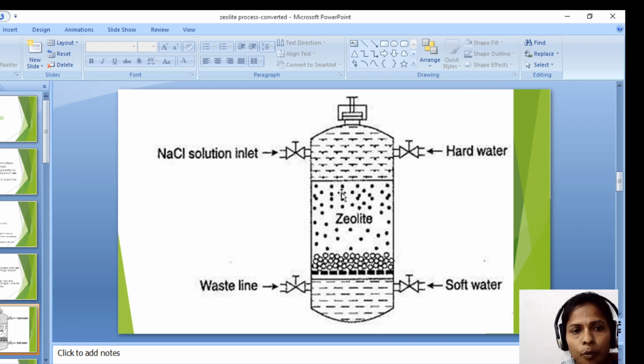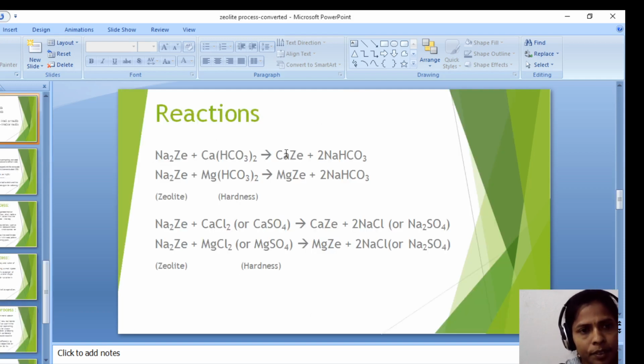Initially hard water is passing through the zeolite bed. When we pass it through the zeolite bed, we get calcium zeolite and magnesium zeolite at the bed, and the water we get from outside has sodium ions. So that water is the soft water here. And this is the waste water, the impure water, which is removed from this outlet. I'll explain in the regeneration process why we pass the brine solution into this inlet.